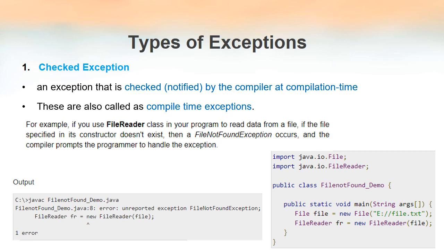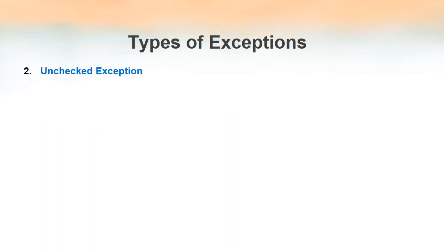Why are we calling it checked? Because the compiler can check whether such errors are there inside the program or not, and it is possible to find out these exceptions during compile time. That is why it is known as checked exceptions.